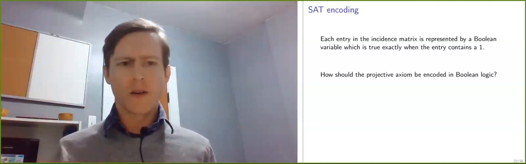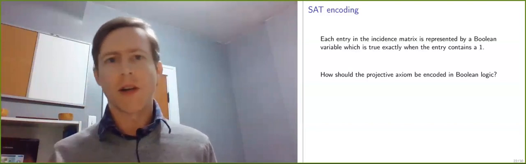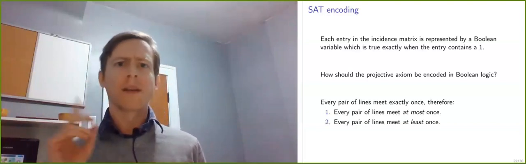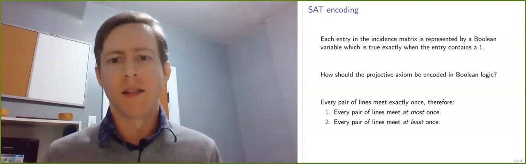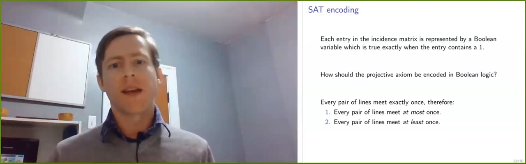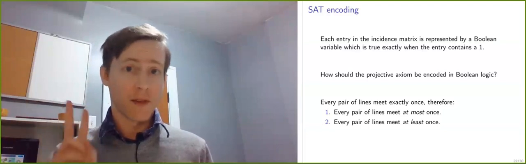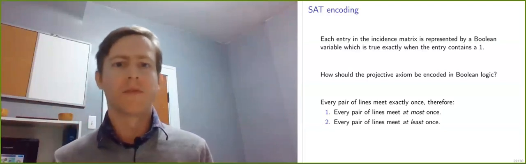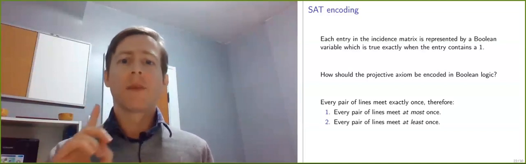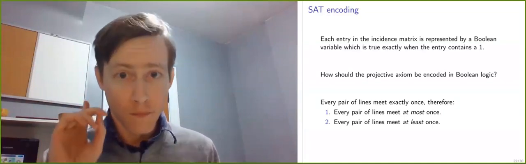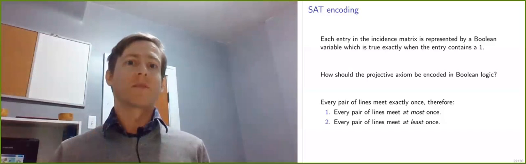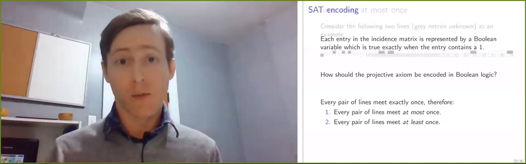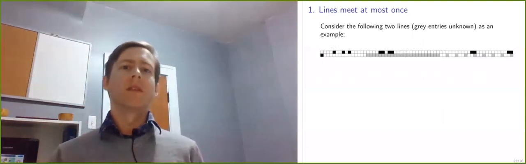Now, how would we go about encoding the projective axiom, right? We just have a variable for every entry in our matrix, but to say the inner product is exactly 1, we can split this condition up into 2 cases. You want to split it up into the most primitive form. First, every pair of lines must meet at most once, and then every pair of lines must meet at least once. This will then say every pair of lines meets exactly once. Let me go through each of these in turn.